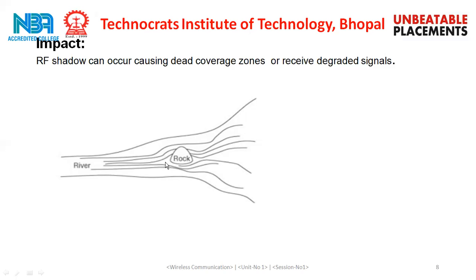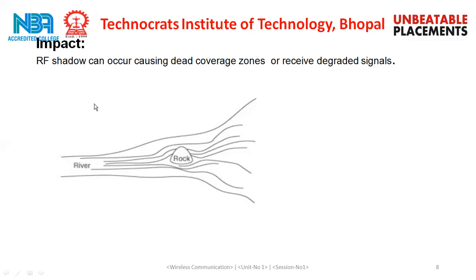The water is following different waves, or I can say that in the position of the rock, the water is unable to flow. This is the case in certain cases when our signal propagates in the wireless medium. Some of the time, due to a high-rise building or a small obstacle, the signal may not properly reach from the transmitting antenna to the receiver antenna. So this radio frequency shadow can occur, causing a dead coverage zone or a degraded received signal.